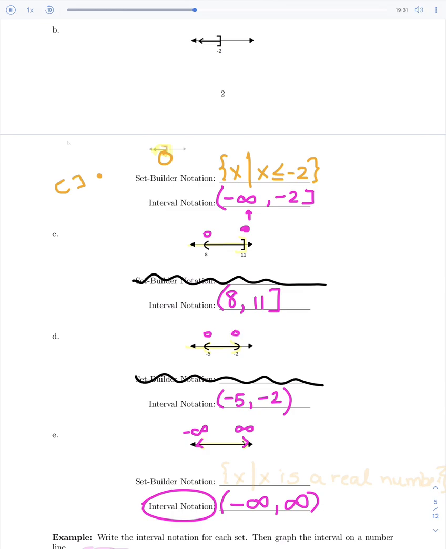Set builder notation is not pretty for these. It looks funny. It's just X with our little such that line. And there's no good way to say this. This means X could be any number. So we're just going to say X is a real number. Any real number works. So we'll just say X is a real number. There's no nice way to put that.